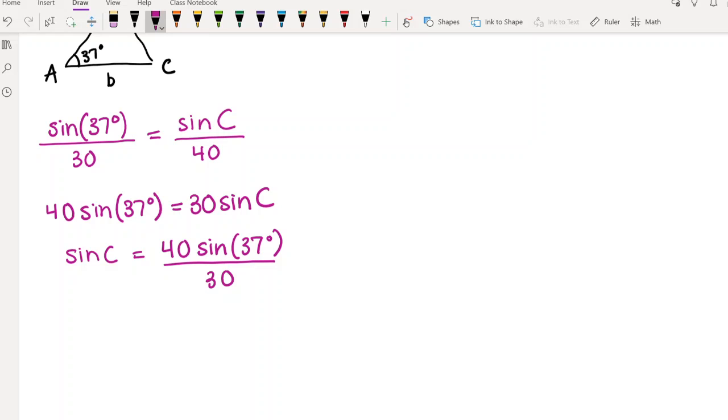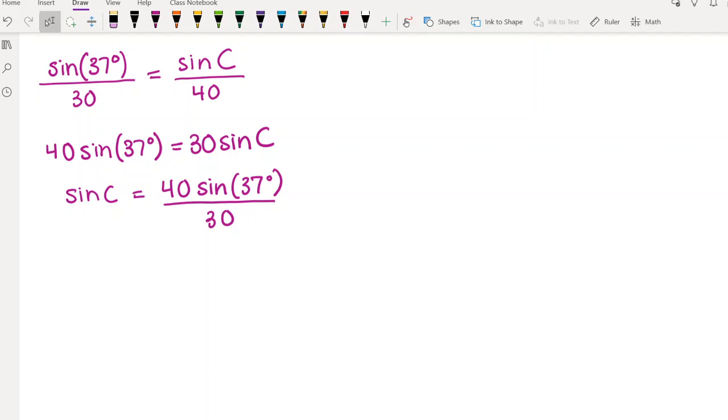So how can you find C from here? Well, you can take inverse sine, right? If sine of an angle is equal to a number, then if you do inverse sine of all this stuff, 40 times sine of 37 degrees over 30, that's going to tell us what angle C is.